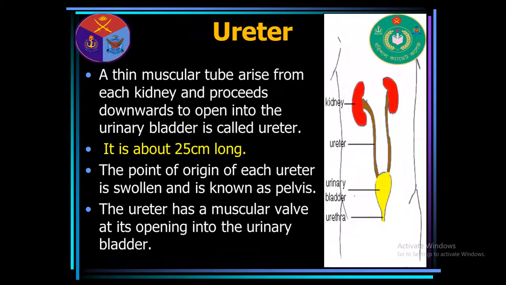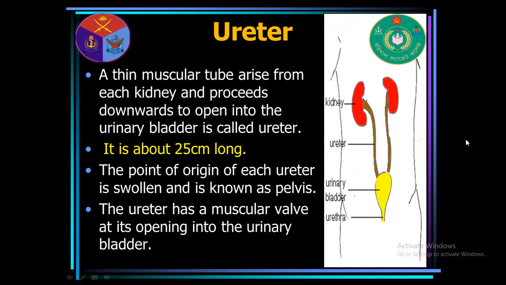Ureter. A thin muscular tube arises from each kidney and proceeds downwards to open into the urinary bladder is called ureter. So this is ureter. Its number is 2. It is about 25 centimeter long. The point of origin of each ureter is swollen and is known as pelvis. So the first portion is swollen, which is attached with kidney, that is called pelvis.